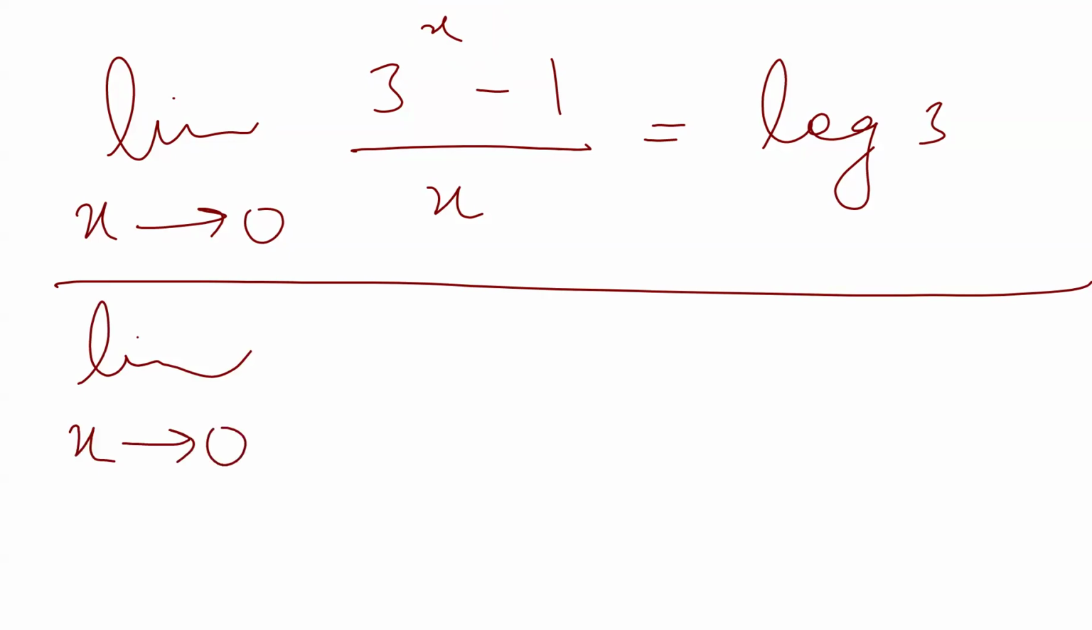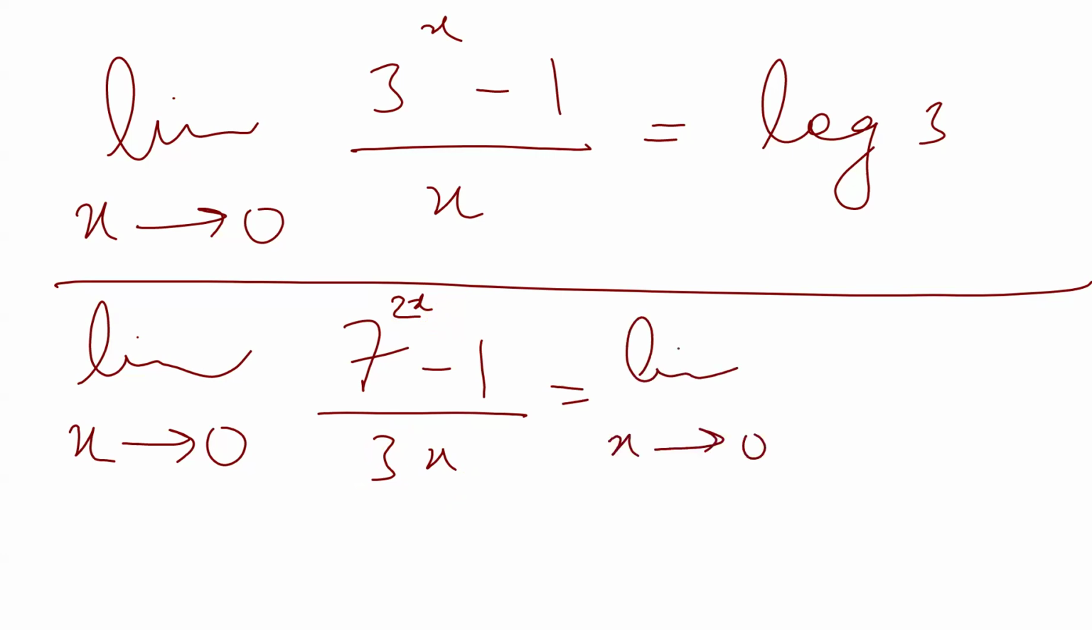Limit x approaching towards 0, 7 raised to x minus 1 upon 3x. Let's make it 7 raised to 2x. Now the value over here is 2x, so down also it should be 2x. So remove 1 by 3 and multiply and divide by 2. First we are going to remove this 3. Limit x approaching towards 0, (7 raised to 2x minus 1) upon x into 1 upon 3.